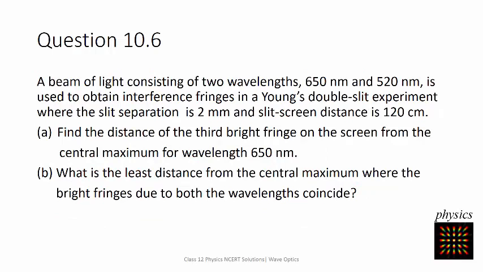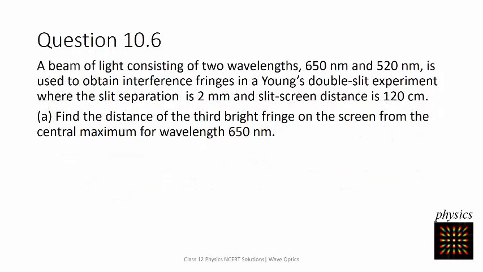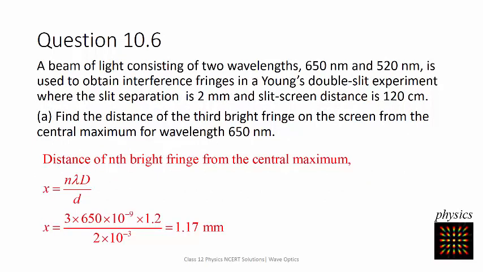So here again, based on Young's double slit experiment, we have to find the distance of the third bright fringe on the screen from the central maximum, and also the least distance from the central maximum where both the fringes coincide. So we use the distance expression for the nth bright fringe, x equal to n D lambda over d, or x is equal to n times beta. So you get the expression and then you substitute.